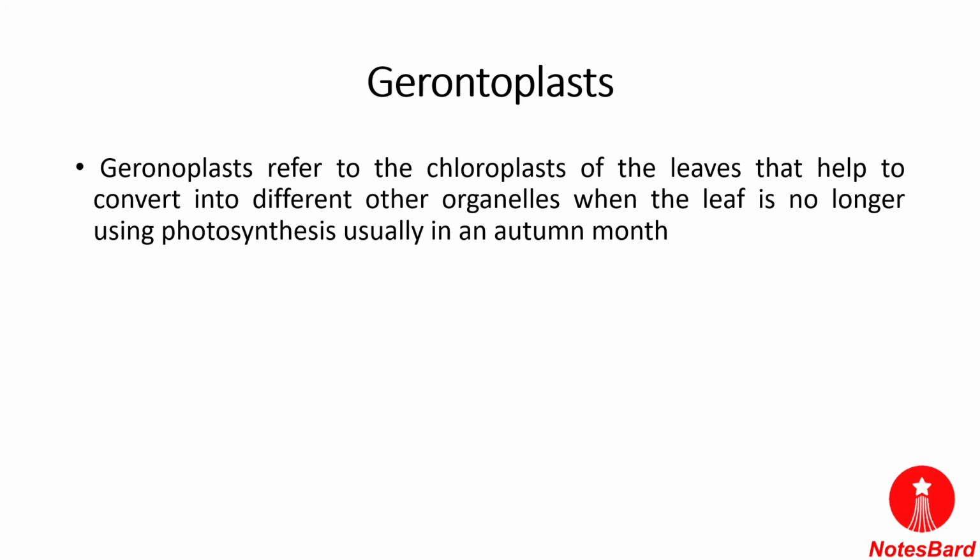Next is gerontoplasts. These refer to the chloroplasts of the leaves that convert into other organelles when the leaf is no longer carrying out photosynthesis in the autumn months. So when the process of photosynthesis is not there in the autumn months, the role of gerontoplasts comes in. So they are basically chloroplasts that go through the aging process.